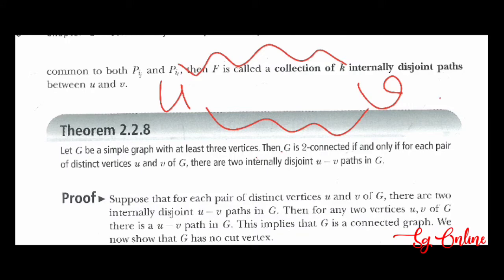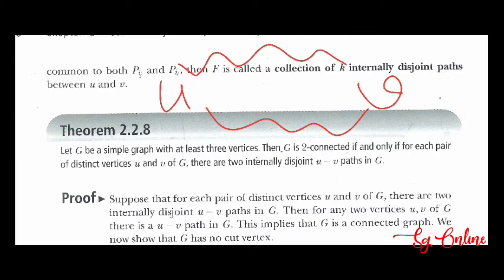The result says that if G is a simple graph with at least three vertices, then G is two connected if and only if for each pair of distinct vertices there are two internally disjoint u-v paths. Now let me explain what is meant by two internally disjoint u-v paths. You can see in this diagram that there are two paths connecting u and v where there are no common vertices other than u and v. That is, within the paths there are no common internal vertices, and then we say that these are two internally disjoint u-v paths.